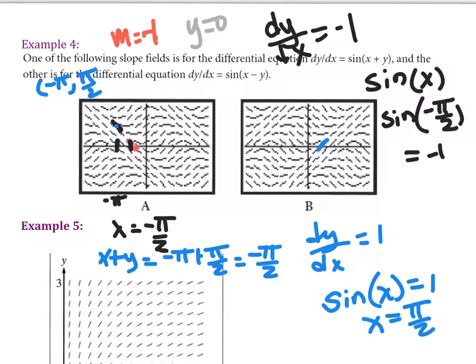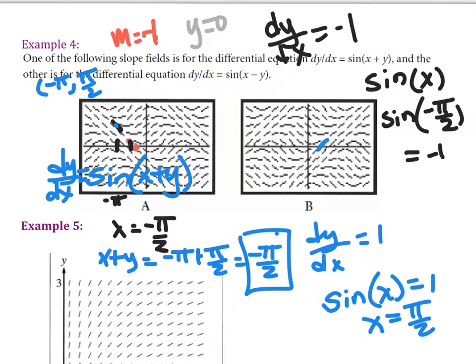And what is the slope at that point? The slope is still -1. So right here, this tells me that this graph would be the slope field dy/dx equals sine of x plus y.